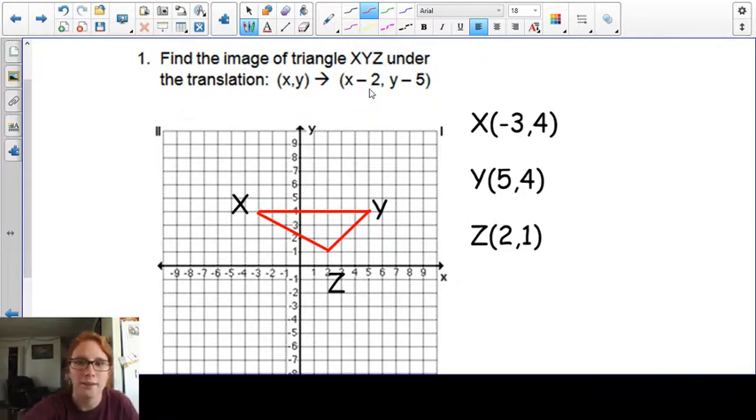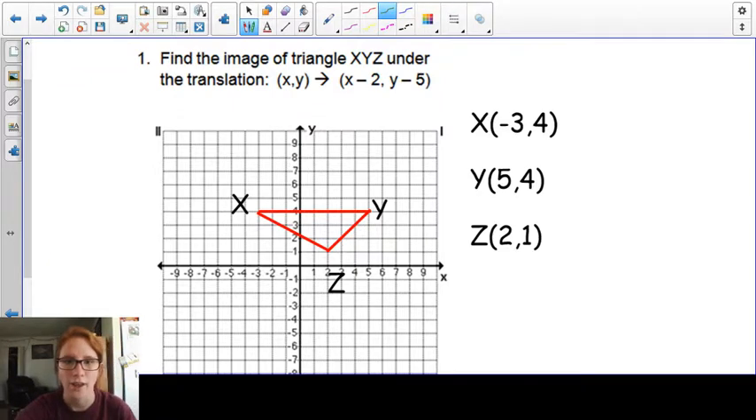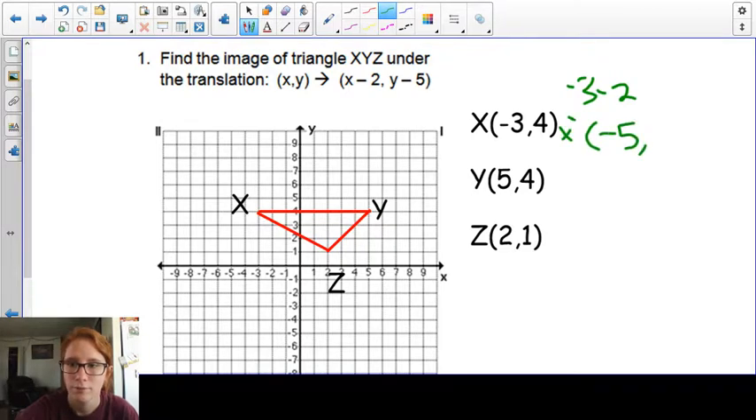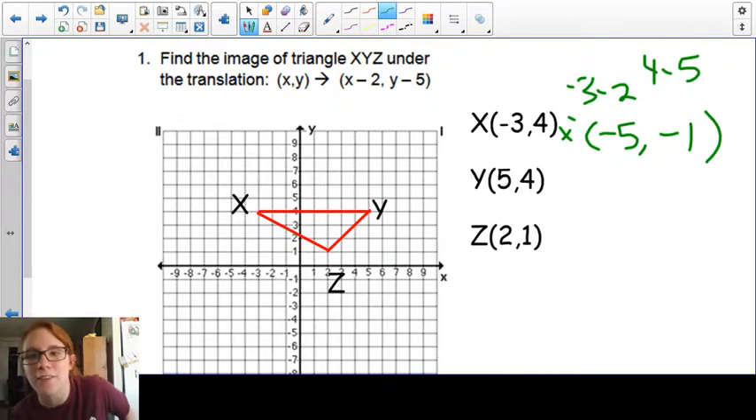So we're going to take our x values and we're going to subtract 2. So I have negative 3 minus 2, which will put me at negative 5. And then I have that 4 minus 5, which gives me negative 1. So x prime is going to be at negative 5, negative 1.